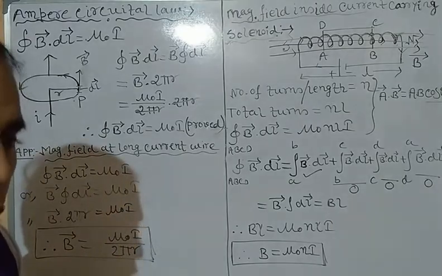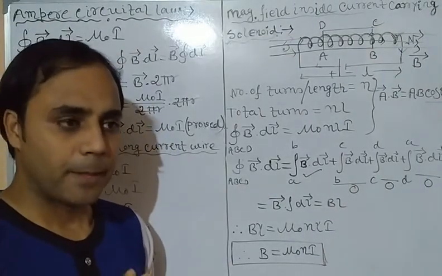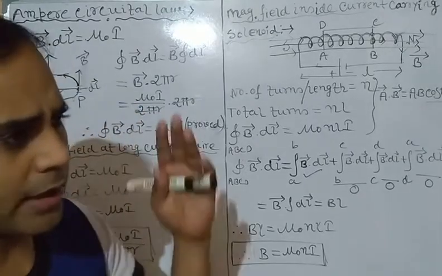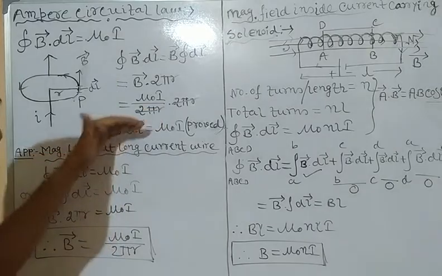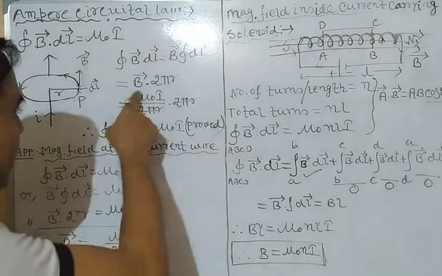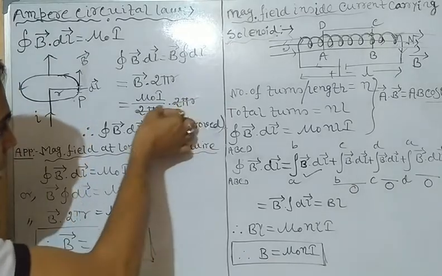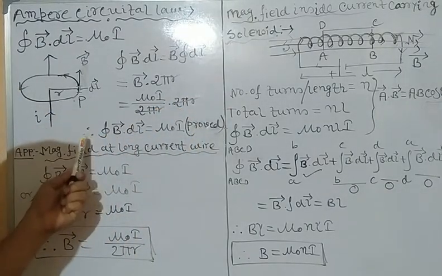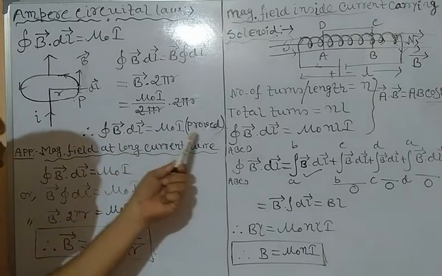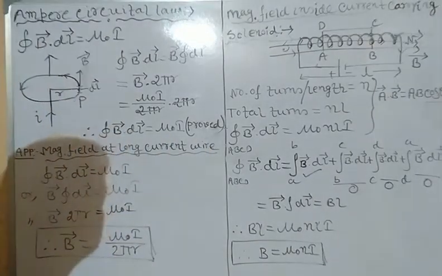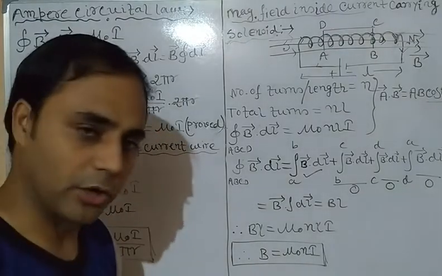And from the Biot-Savart law we have already learned that the magnetic field due to a long current conductor equals mu 0 I divided by 2 pi r. So putting the value of B into 2 pi r, the 2 pi r cancels, and we see that the closed line integral of the magnetic field B dot dl equals mu 0 I. So this is the proof of the statement of Ampere's circuital law.